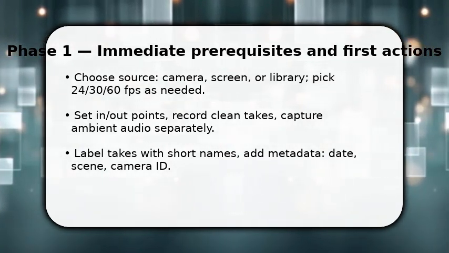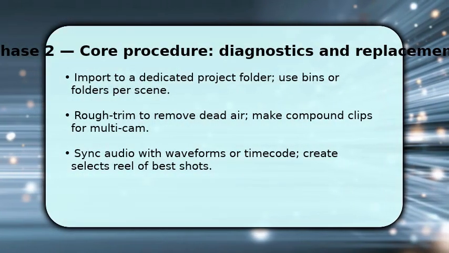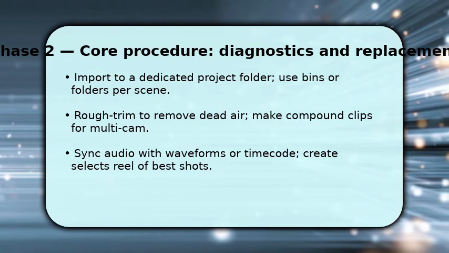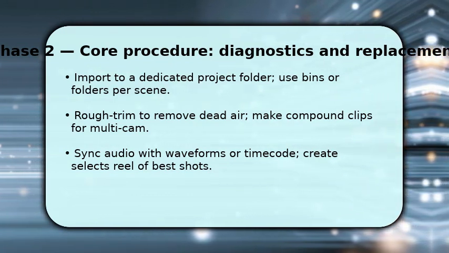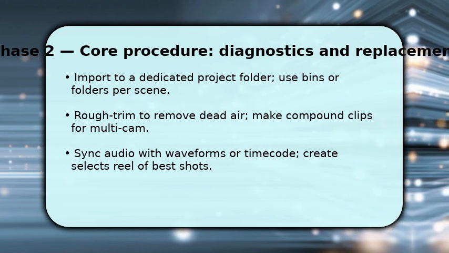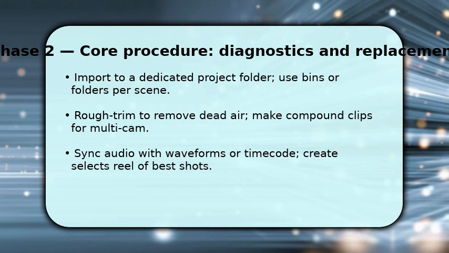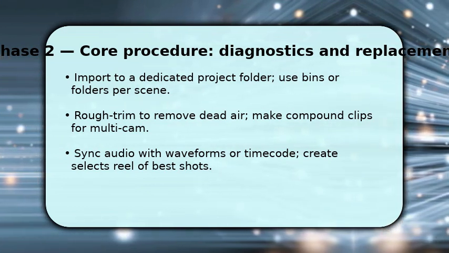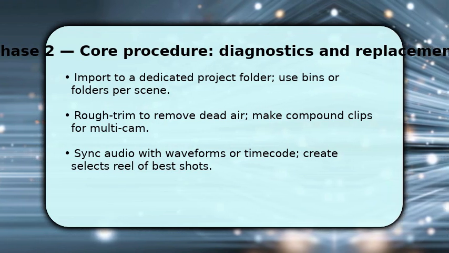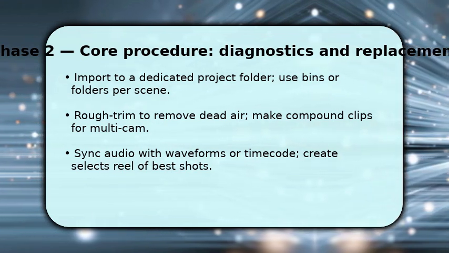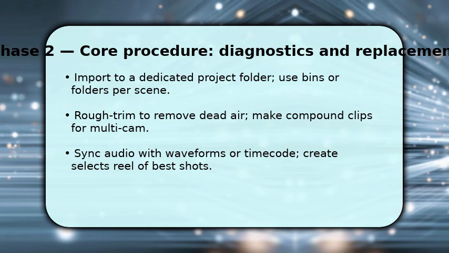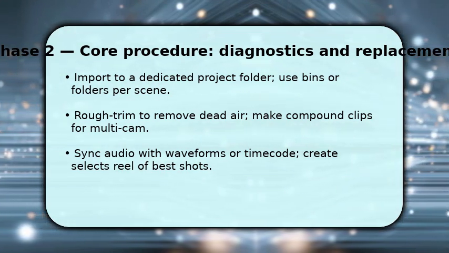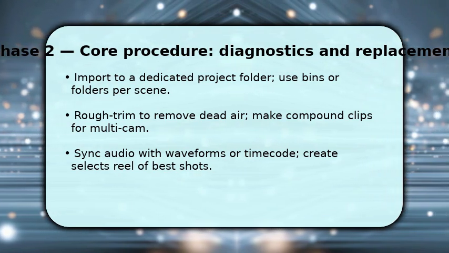trims and sequencing. You now focus on the complex middle work, cleaning and grouping. Import everything into one project, then create bins for scenes, cameras, and takes. Rough trim to remove pauses and bad frames so your timeline stays lean. When you have multiple angles, make multicam clips or compound clips to switch faster. Sync audio by timecode or waveform to keep lip sync perfect. Once done, build a selects reel of the strongest shots so you can assemble the edit with confidence.